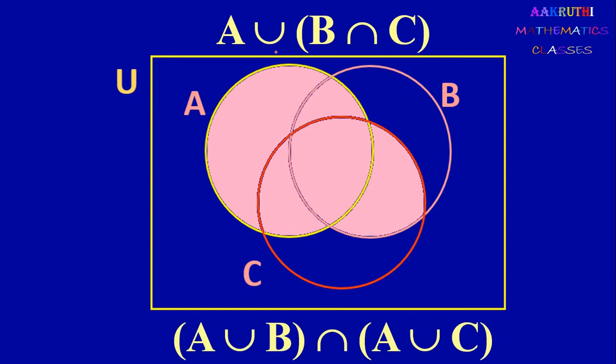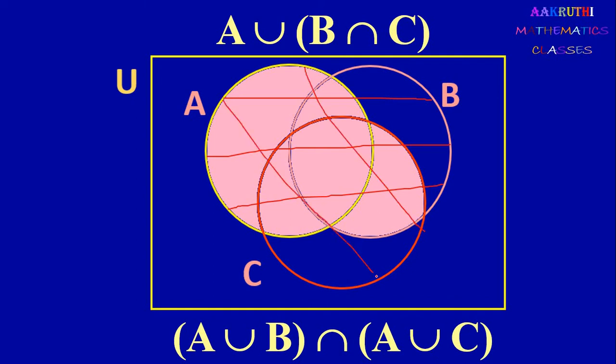Now this is also equal to A union B intersection A union C. So it is A union B intersection A union C. Now what is A union B? You have to take all the elements from A and B, so like this. Then you have to take all the elements from A and C. It is A union C. It is all the elements from A and C.